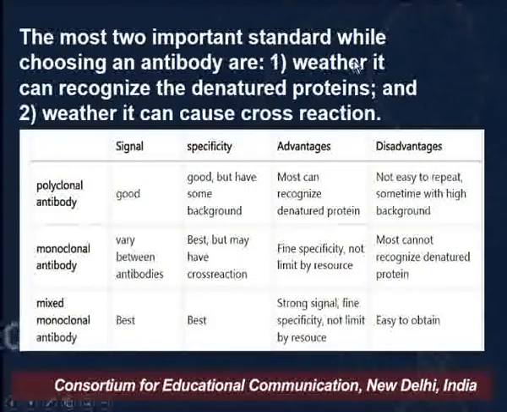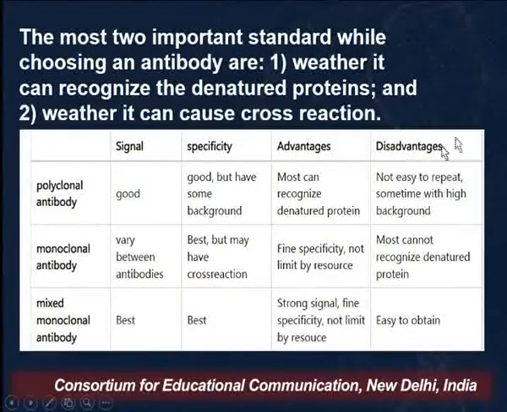The two most important standards while choosing an antibody are whether it can recognize the protein and whether it can cause cross reaction. These are the two considerations that we need to keep in mind. One is that it should be specific to the denatured proteins or your gene of interest. It should be able to recognize that. And second, there should be less cross reaction. It should not identify another similar kind of protein which can be present. So these are the two major considerations.